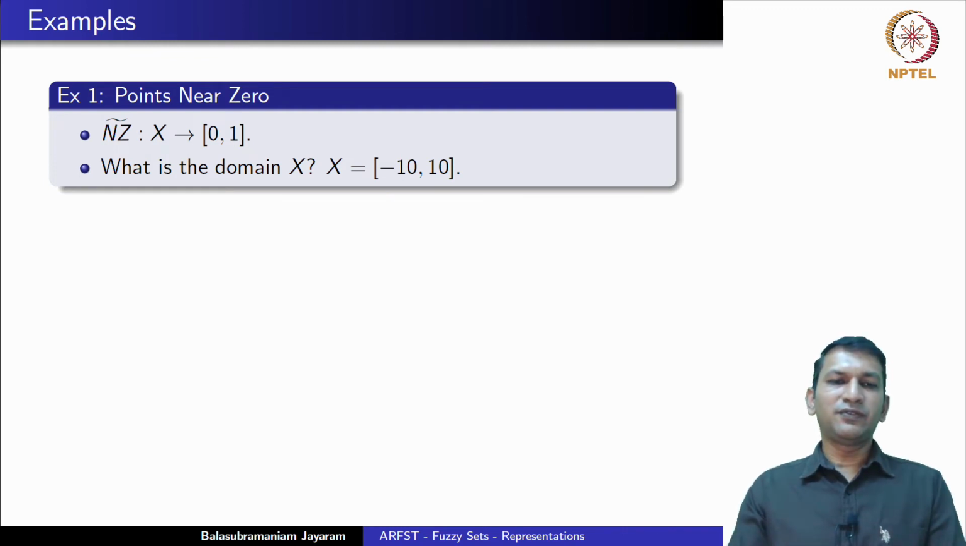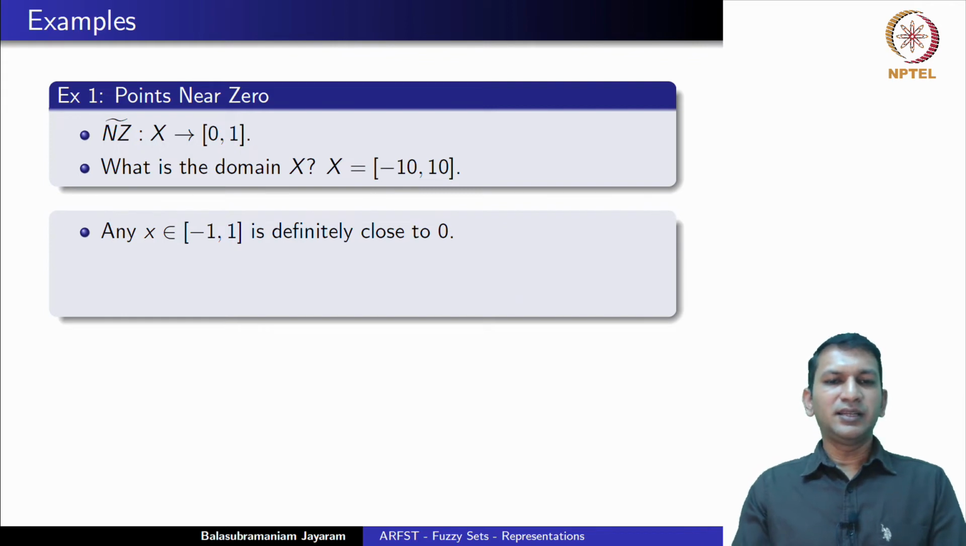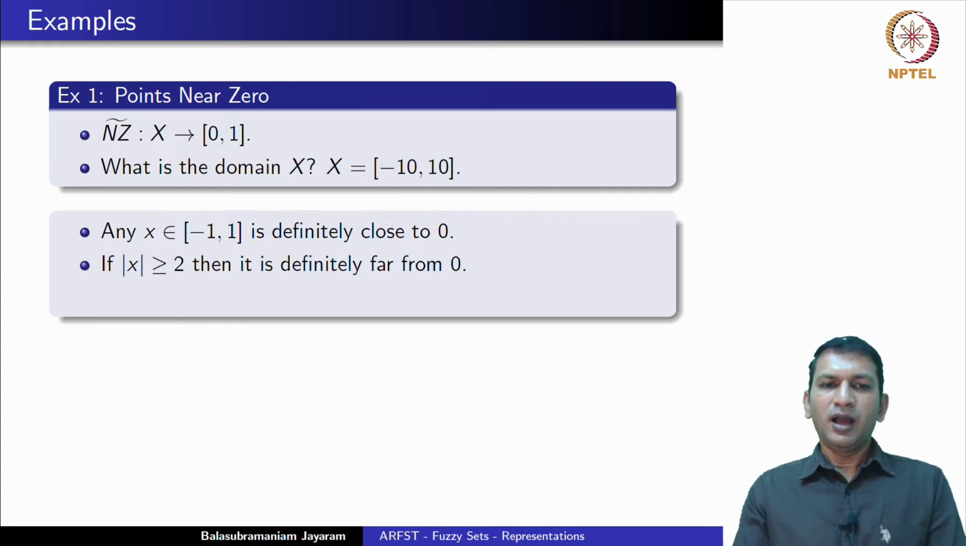How should we define this mapping? Let us say that any value belonging to the interval [-1, 1] is definitely close to 0. And let us also agree that any value of X whose absolute value is greater than 2, that is, essentially all those points that lie below -2 and above 2, are definitely far from 0.